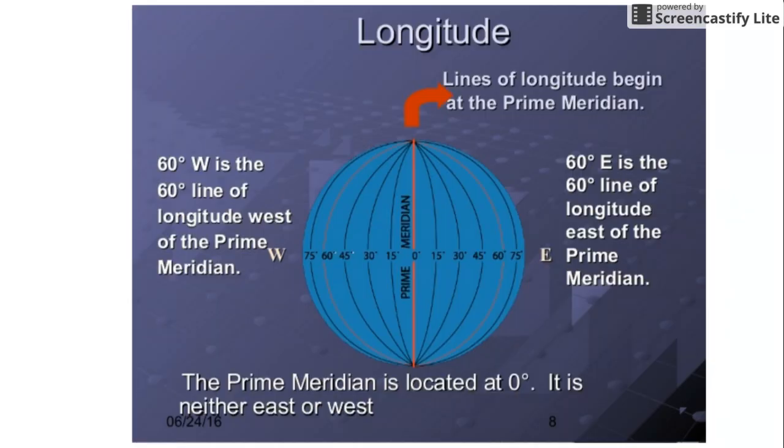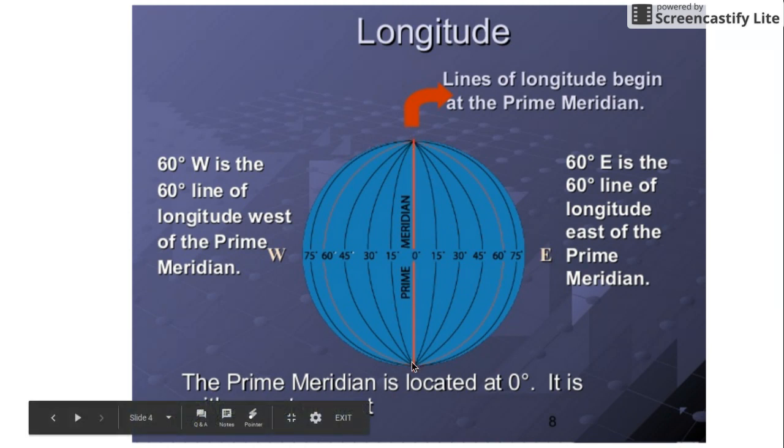The next slide, which you don't have, is just another look at longitude. Up here we see that our lines of longitude begin at the prime meridian, that important line of longitude. Any line to the left of the prime meridian is going to be a distance to the west of the prime meridian. And any line of longitude to the right would be a distance from the prime meridian to the east. So the prime meridian divides the world into two different halves.